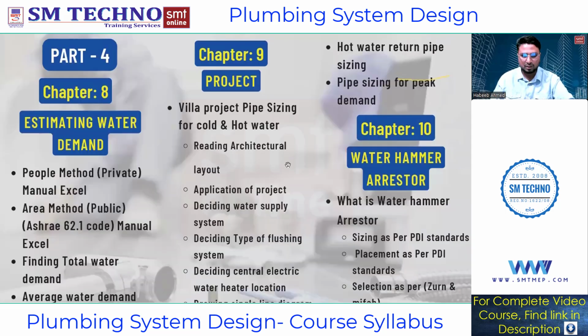Now part 4 consists of chapters number 8 to 10. In chapter number 8, in part 4, we'll be dealing with estimating water demand. Water demand is nothing but how much water is needed in any project. Being a design engineer, they might ask you what the water demand is for the complete project, so you should know this. That can be done by 2 methods: first is the people method and second is the area method. We'll deal with both methods. The people method is most commonly used for public or private applications, and the area method is mostly used for public applications.